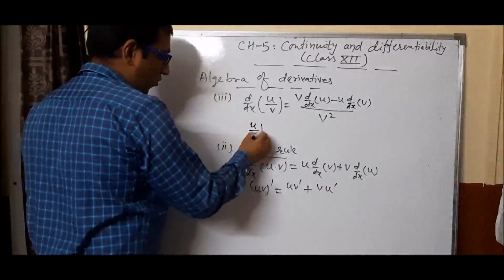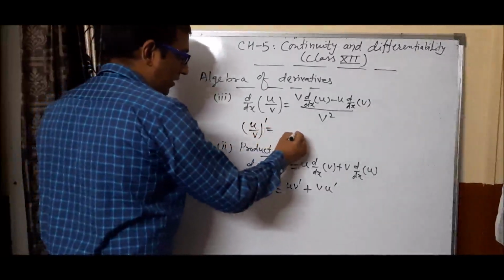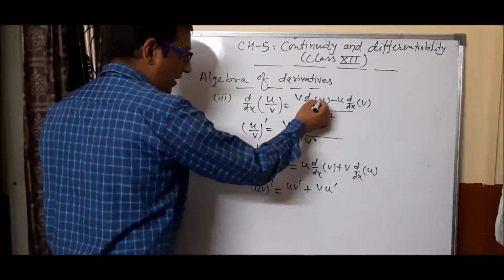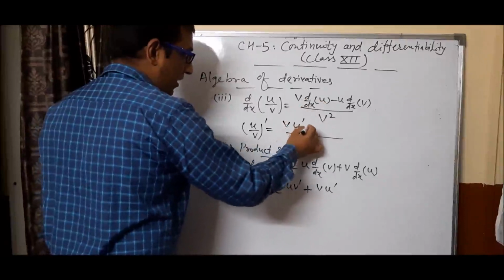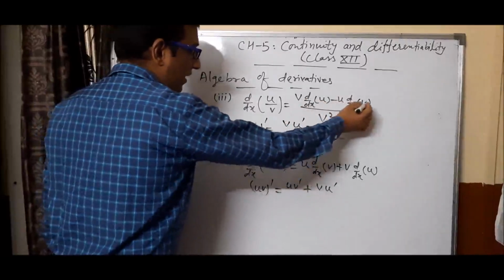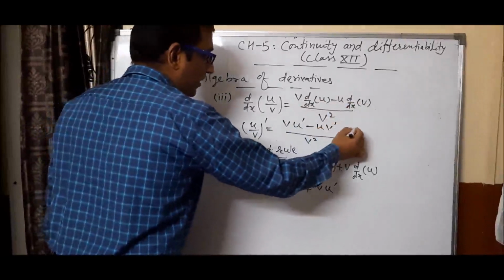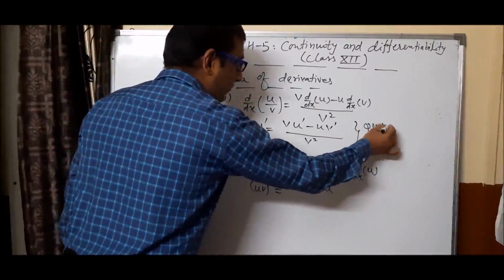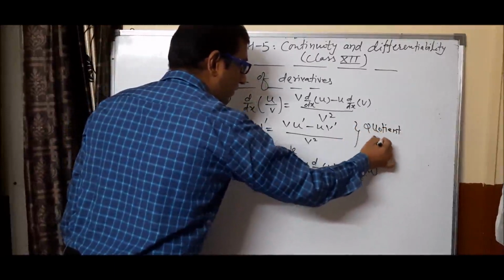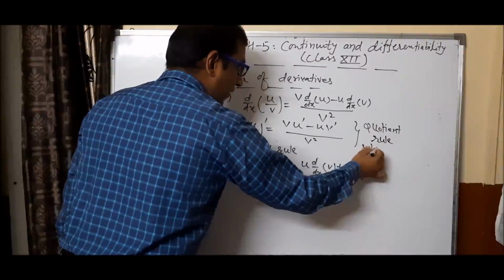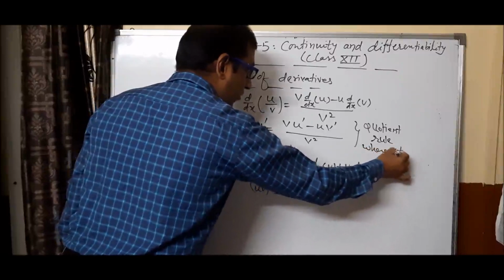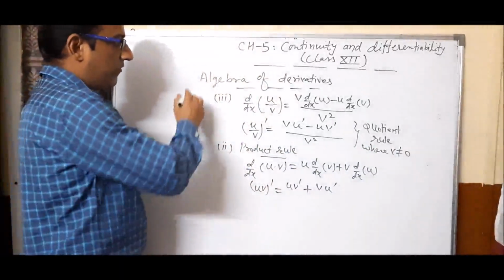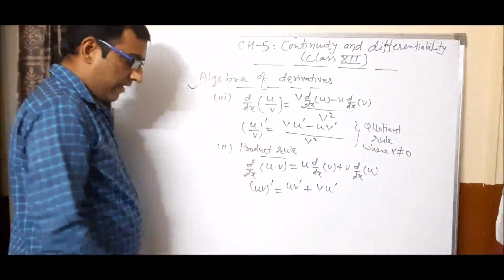as (u upon v) dash, this is equals to again v square in denominator, v as it is d by dx of u can be written as u dash minus u as it is, and d by dx of v can be written as v dash, and it is known as quotient rule, where we can say v not equals to 0. So these three formulas are related with algebra of derivatives.